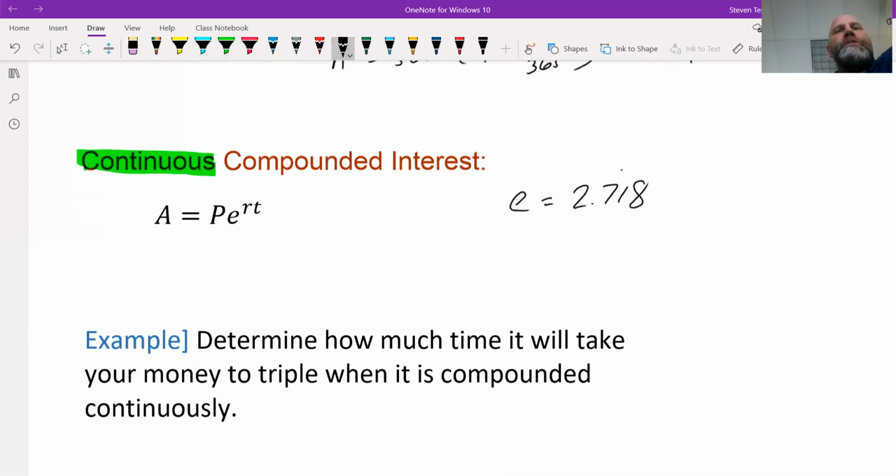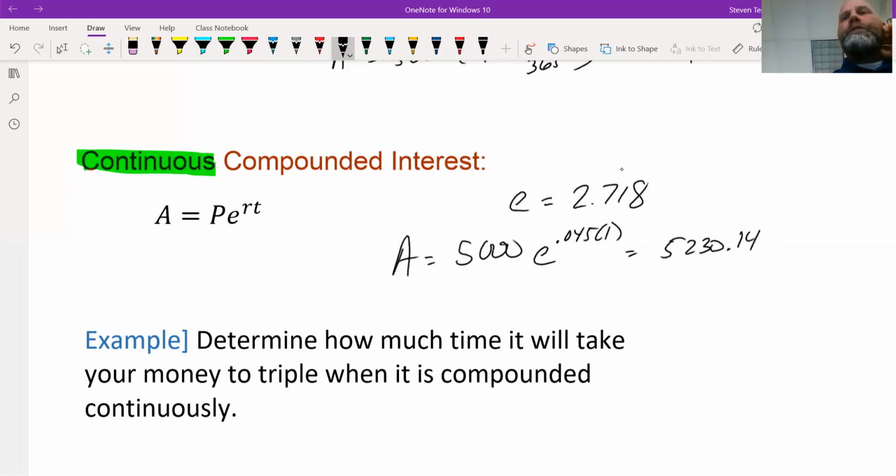Our example here is 5,000 times e raised to 0.045 times t, and t was 1, right? That was 1 year. If you plug it into the calculator, you're going to get $5,230.14. So it's a little better, compounded continuously.